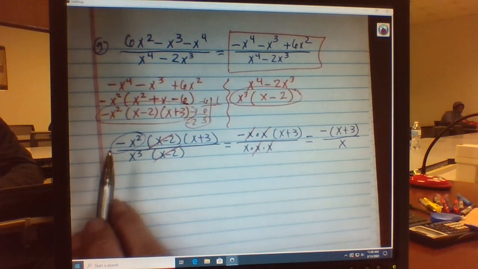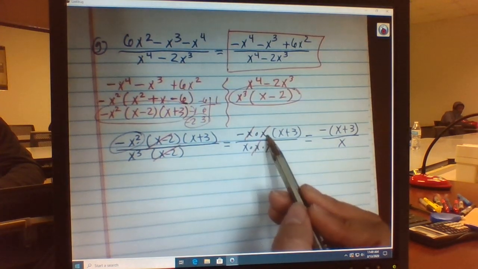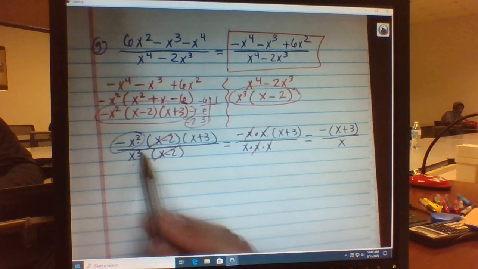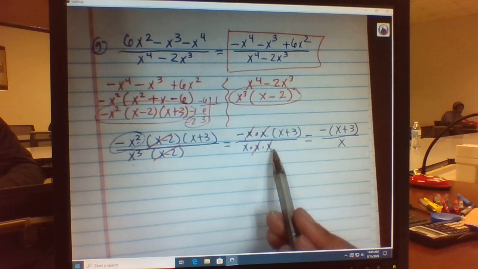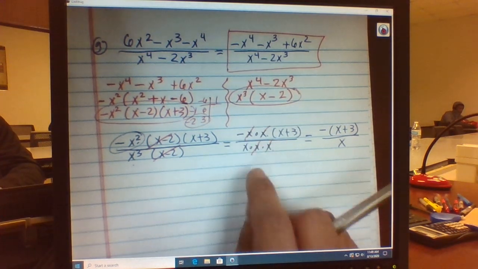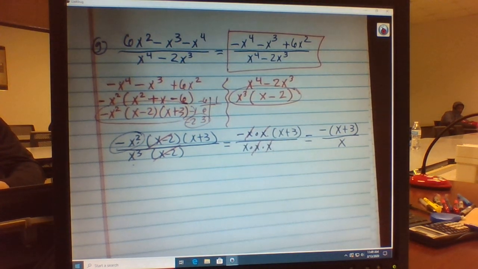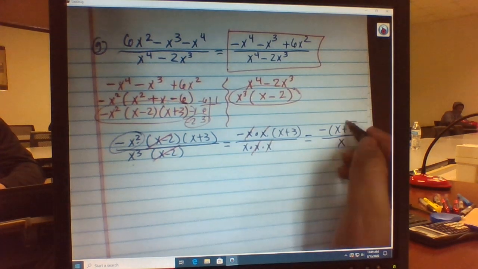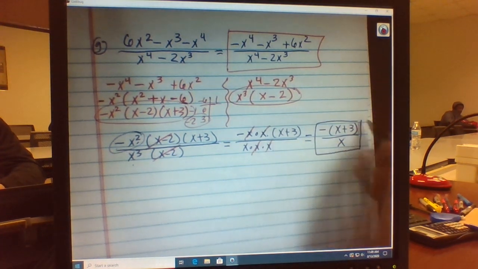So once again, this negative x squared comes from x times x. This x cubed comes from x times x times x. So if you could still eliminate some x's there, that is perfect. This is your final answer right there.